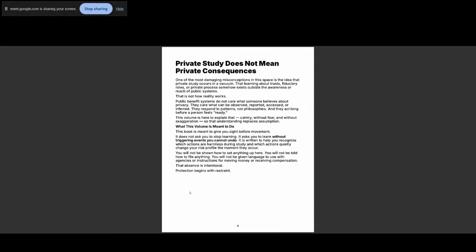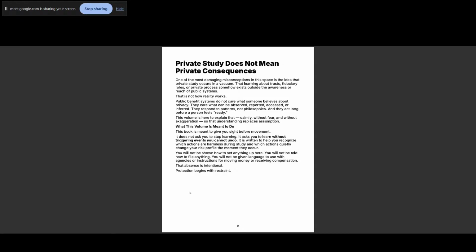Private study does not mean private consequences. One of the most damaging misconceptions in this space is the idea that private study occurs in a vacuum. That learning about trust, fiduciary roles, or private process somehow exists outside the awareness or reach of public systems. That is not how reality works.